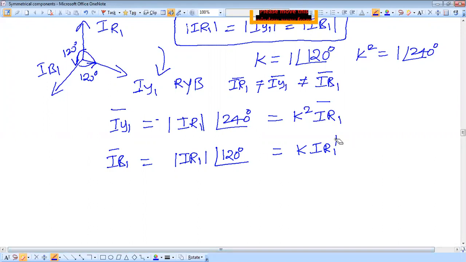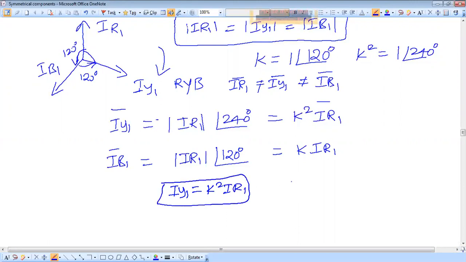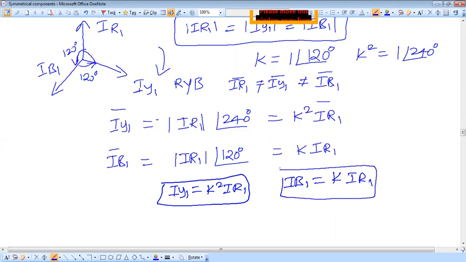Now you see, this is the IR1 vector. Finally, what is the conclusion? What we have written: IY1 equal to K square times IR1. It is a very important relation. And IB1 is K times IR1 vector. These two relations I got from the positive sequence.